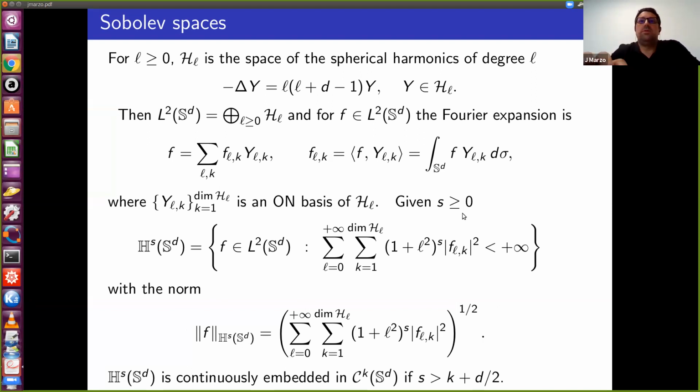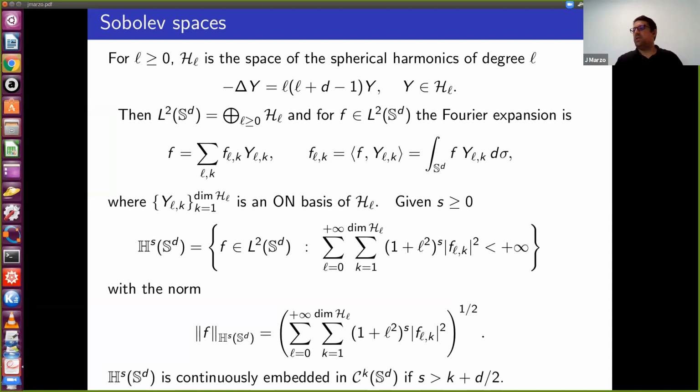And well, it's very easy to see then that you have this increasing chain. So the biggest space is H0, which is L2. And then you have these nested, these included spaces, with more and more regular functions, okay? Well, in fact, HS is embedded in CK if S is strictly greater than K plus D halves, okay? So if you want continuous functions, you have to take S bigger than D halves. Okay?